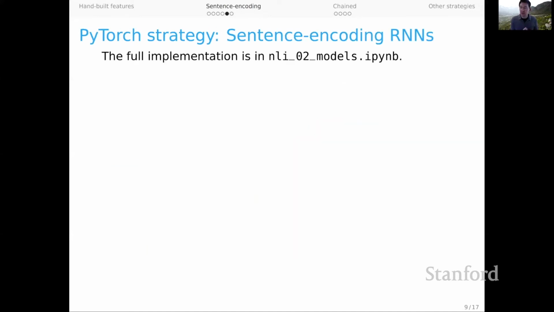Now, in the associated notebook, NLI2 models, there are a bunch of different implementations, including a full PyTorch implementation using our PyTorch base classes of the sentence encoding RNN approach that I just described to you. And I thought I would just briefly give you a high-level overview of how that modeling approach works, because there are actually just a few moving pieces and the rest is kind of low-level implementation details.